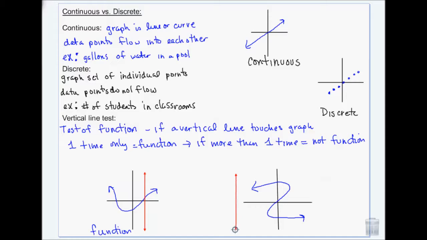Whereas if I take that vertical line and move it across the graph, you can see it's touching in 1, 2, 3 places. So that's not a function because it's touching more than once.